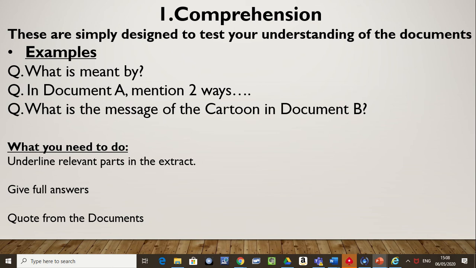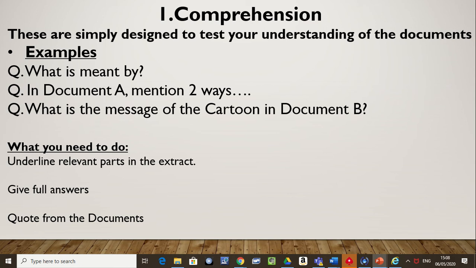Okay, so these questions are simply designed to test your understanding of the document. So this, guys, is basically a basic reading comprehension. Some examples of questions include: what is meant by, in document A, mention 2 ways that something happens, or what is the message of the cartoon in document B? So it's your ability to analyze a document, whether it be an article or a cartoon, and answer questions relating to that document. Very, very straightforward, okay? And these are the simplest parts of the documents-based question to answer.